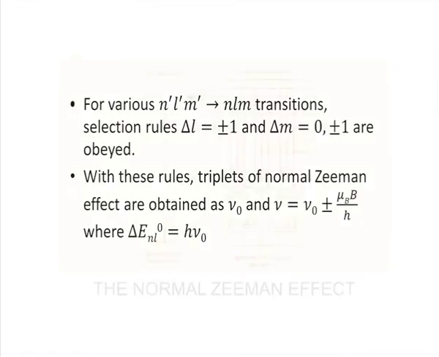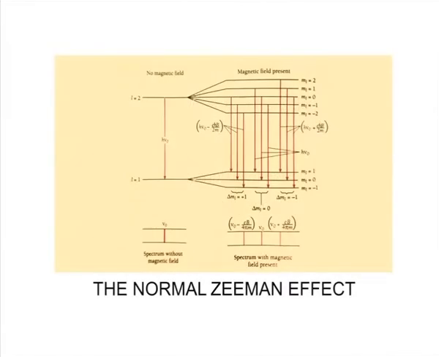What you see here is the normal Zeeman effect, and what you see here are the L equal to 1 and L equal to 2 levels. The L equal to 2 level is split in 5 parts, the other in 3 parts, and various transitions have been shown. With the selection rules in mind, you can see that just 3 lines are possible, nu_0 plus minus e B by 4 pi m.